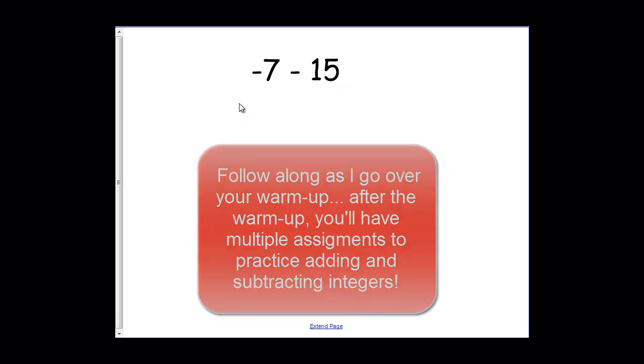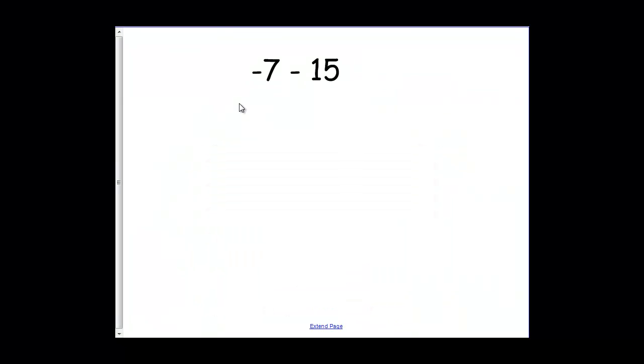But I just wanted to go over the warm-up with you real quick since this is your last day of independent practice before you take the quiz on Friday. Let's go through these examples that you should already have completed on your desk.